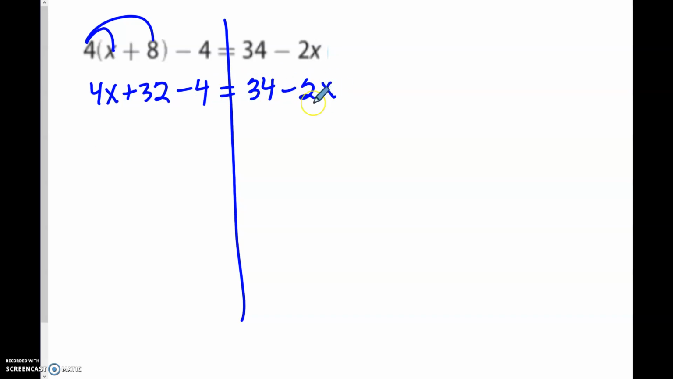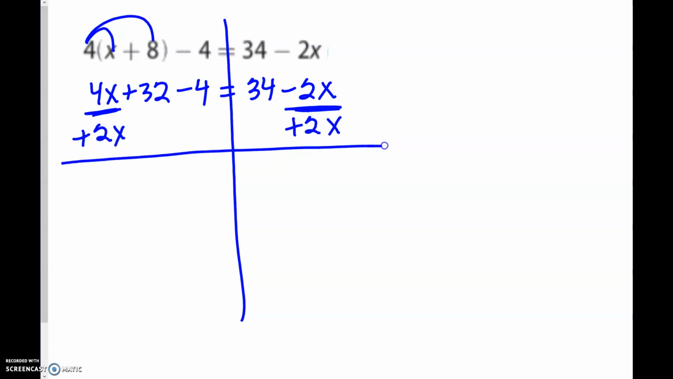All right, so I like to get my letters together. So I have a 4x on one side and a negative 2x on the other side. Since they're on opposite sides, you have to either add or subtract to get them together. So we are going to add 2x to both sides. So 4x plus 2x is 6x.